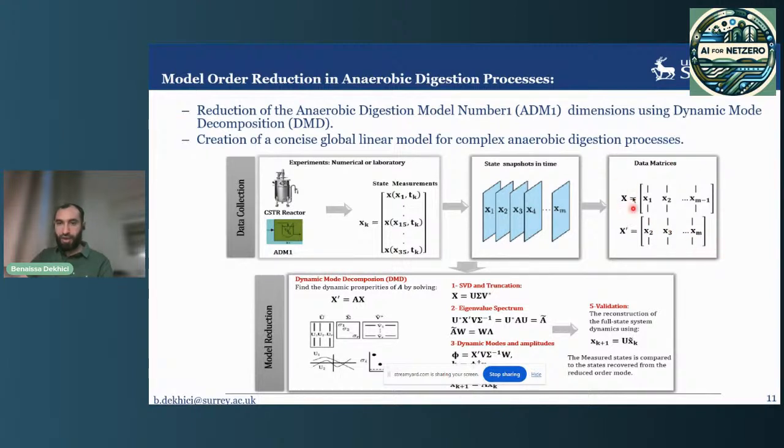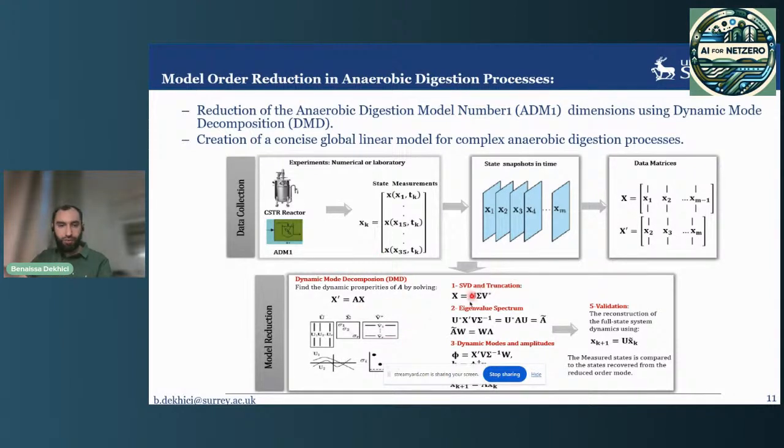Here x is all your measurements of your system at time 1, time 2, until your final time period. And we have used x prime, which is the same as x but shifted one step in the future, as you can see. So we can say that this is x_{k+1} and this is x_k. And we used dynamic mode decomposition, which is a data-driven technique, in order to obtain linear reduced order models for high-dimensional complex systems like the ADM1 model.